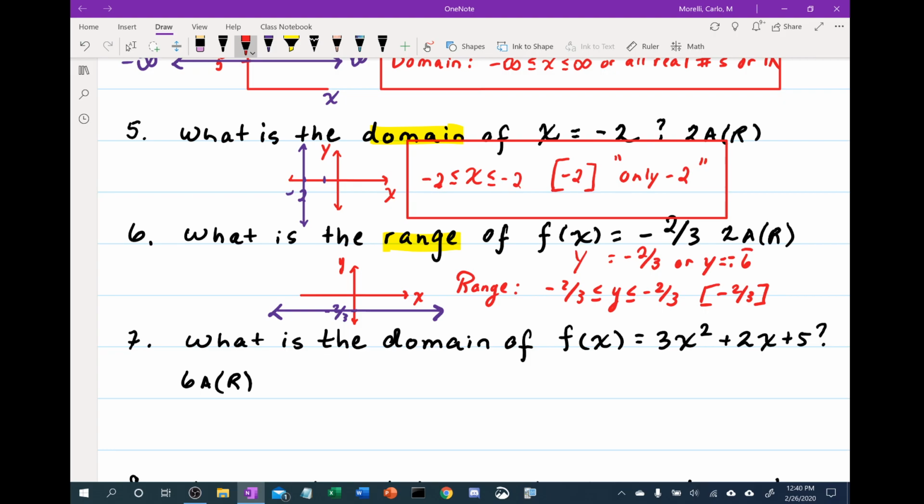The takeaway I wanted from these two questions was to show you when it's x equals a number, and you're asking for domain, it's only that number. When it's y equals something and you're only asking for the range, it's only that number. Okay, because range is y and domain is x. That's why. All right, number 7.